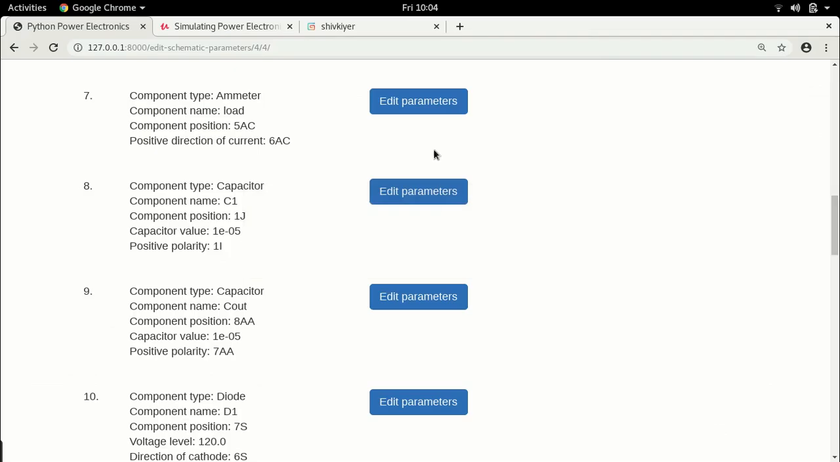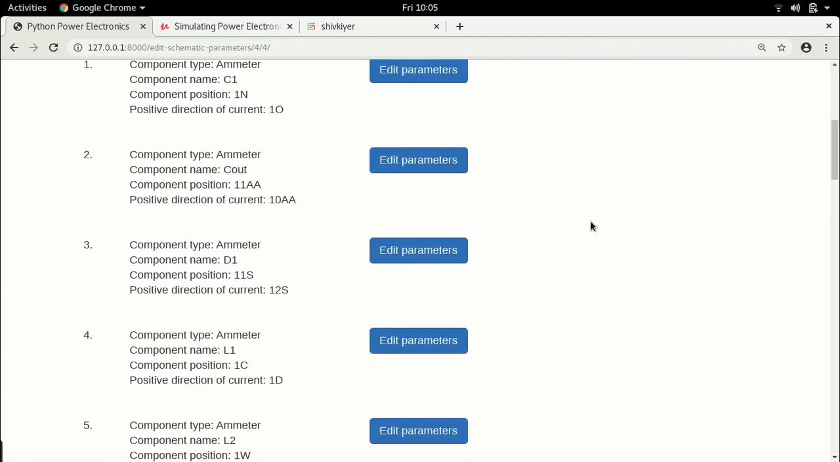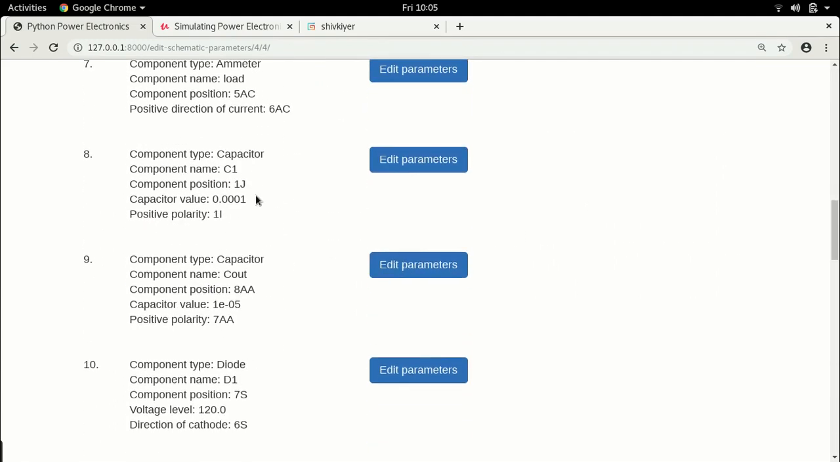So what I would say is, I would make this capacitor around 100 microfarad. And as I said, polarity doesn't really matter, because this is more for debugging purposes. We'll just leave it as it is. It is towards the left. That's not a problem. Let's save the parameters. So with this, C1 is done.